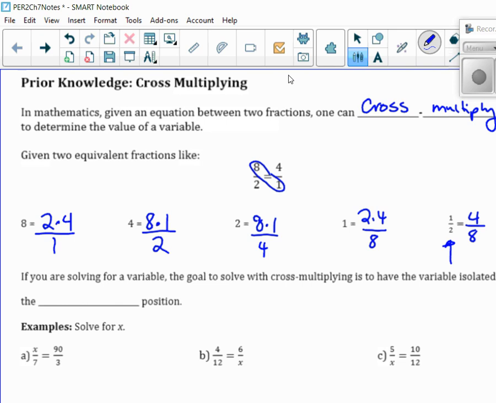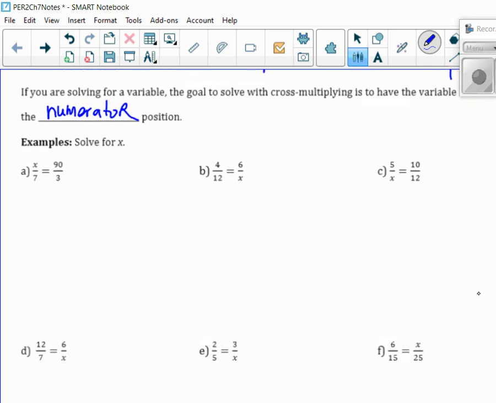So if you're solving for a variable, the goal to solve with cross multiplying is to have the variable isolated in the numerator position or the top position. So x is on top, so that's good. All I need to do is get rid of the 7. I'm going to write this out. You don't have to write this out. You can just punch it into your calculator. So do you see x is left by itself, and then I'm going to go 7 times 90 divided by 3. So 7 times 90 divided by 3 is 210.